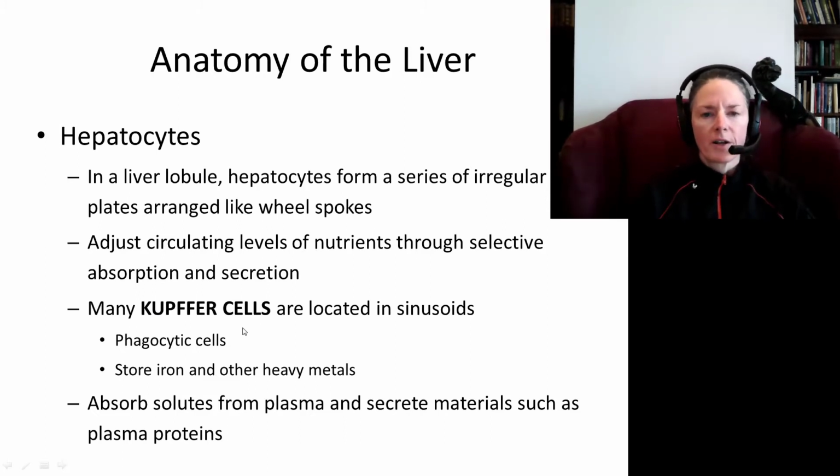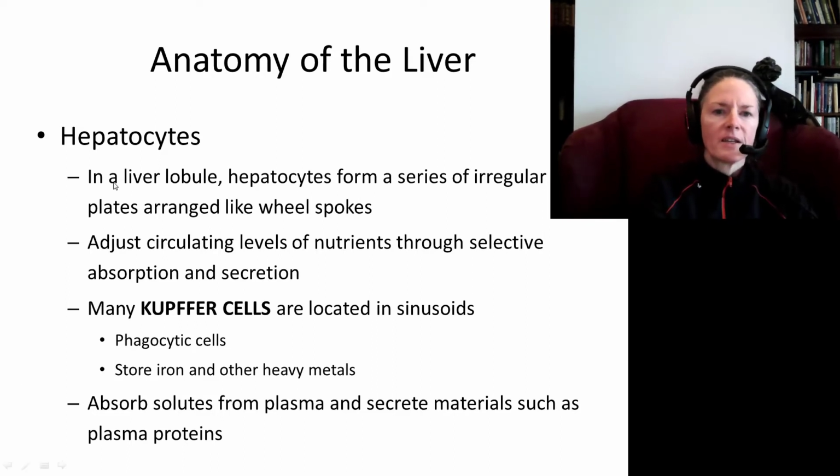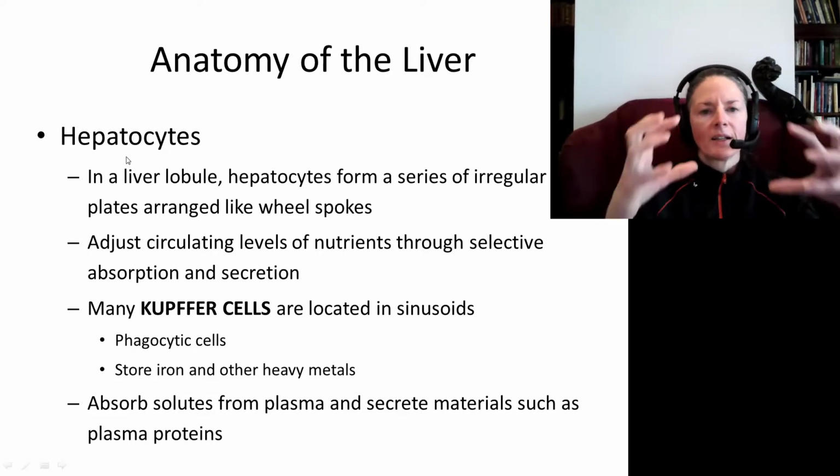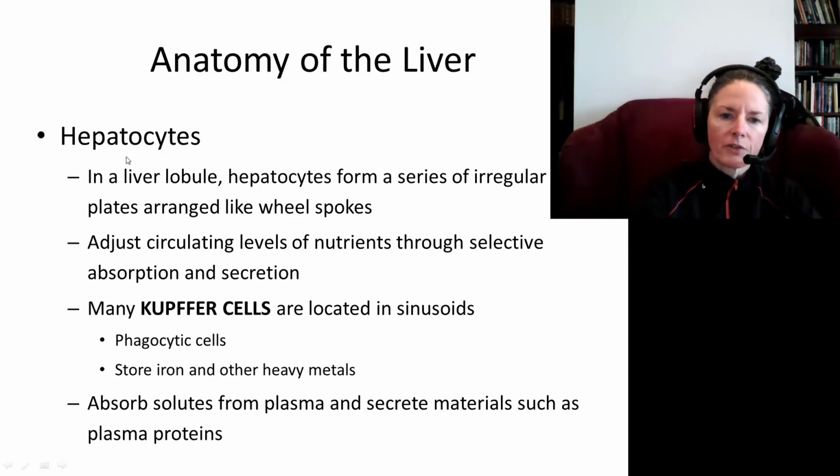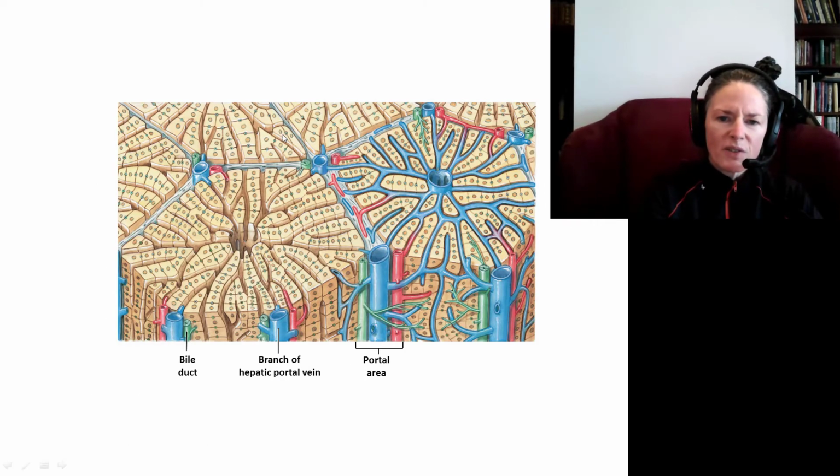These are phagocytic, and among other things, they will destroy pathogens. They will also scavenge things like heavy metals and iron, things that you really don't want in circulation. And we're going to see that the hepatocytes are the main cells of the liver. So each one of these little guys here is a hepatocyte.